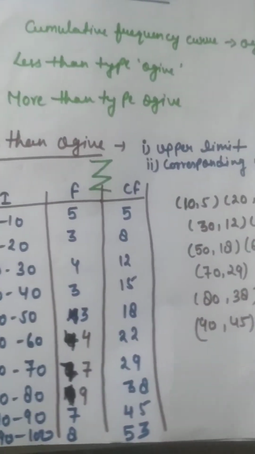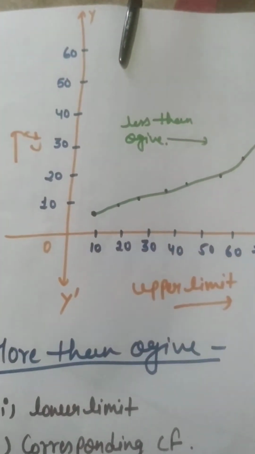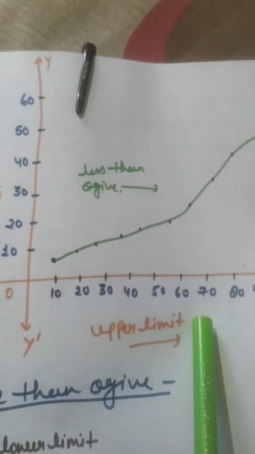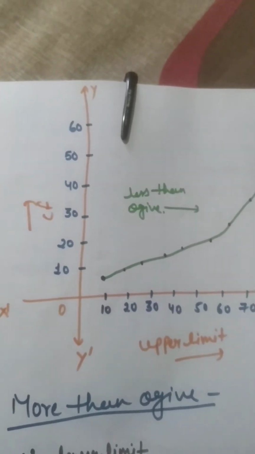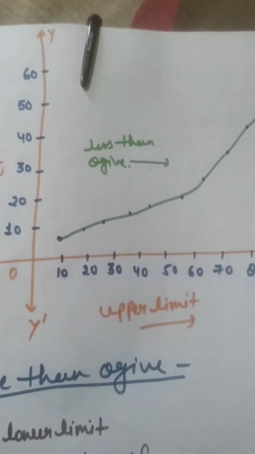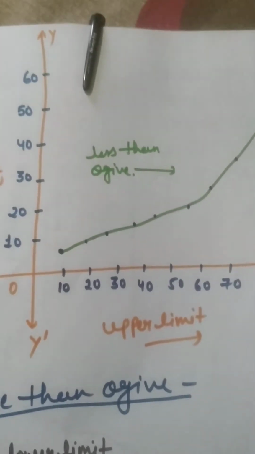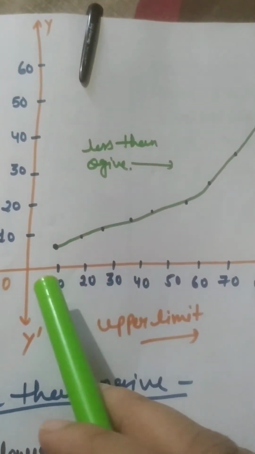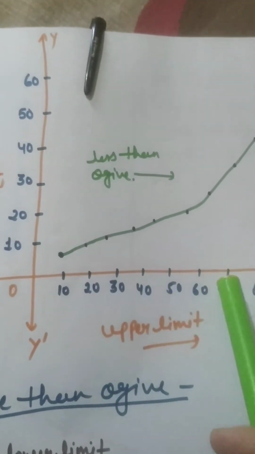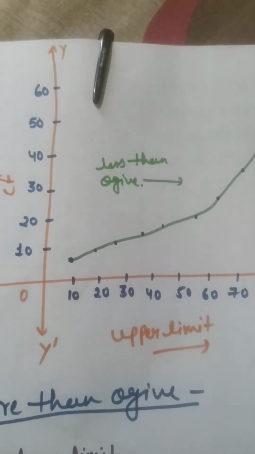Now we will make a graph. How will we make a graph? I am telling you. On the horizontal line, the x-axis, we will write the limits. The upper limit is coming on it. On the vertical line, the y-axis, we will take cumulative frequency. As you know, class intervals are given, 0 to 10, 10 to 20. So we will take it like that: origin, 10, 20, 30, 40. We are taking 1 centimeter as 10.